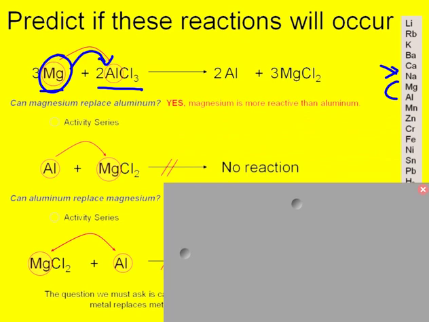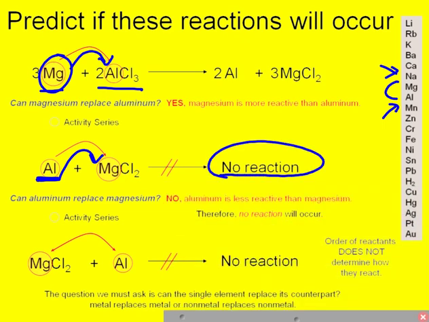Okay, the reverse, however, will not happen. If aluminum is trying to replace magnesium, aluminum is lower on the list than magnesium. It is not active enough to actually succeed at replacing magnesium. So the answer, if I gave you this type of question, would be no reaction.